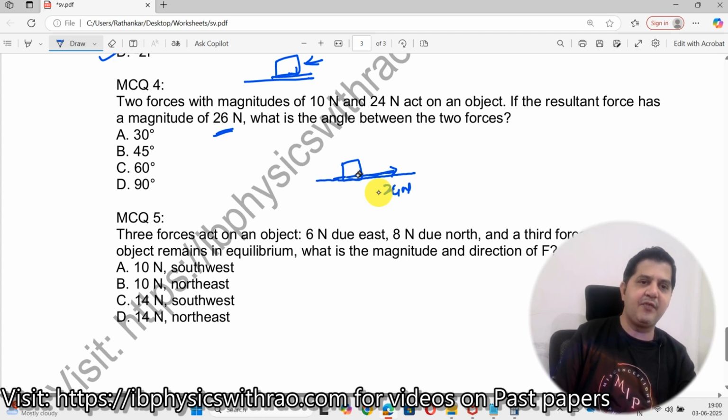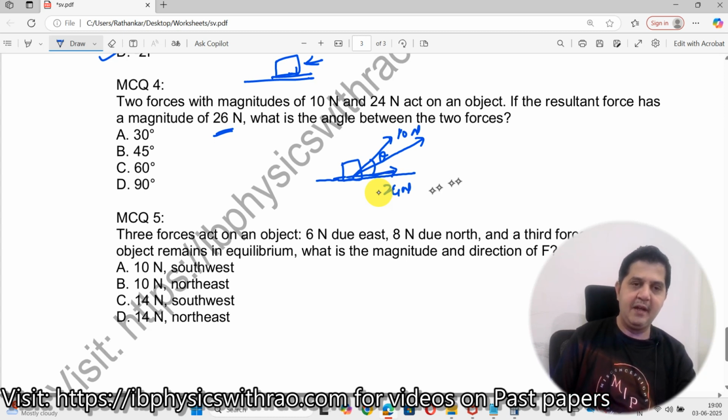Now the other force, let it act like this over here, 10 Newton. Let the angle between them be theta. Okay, now what should we do? Now we need to find the resultant. The resultant would be something like this, and we need to find the angle between the two forces. Now how do we find the angle between the two forces?